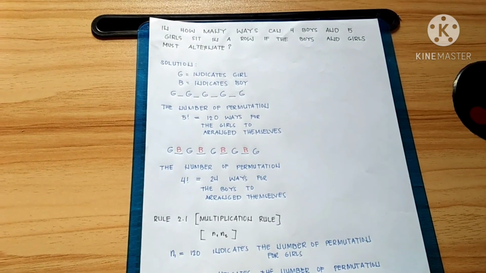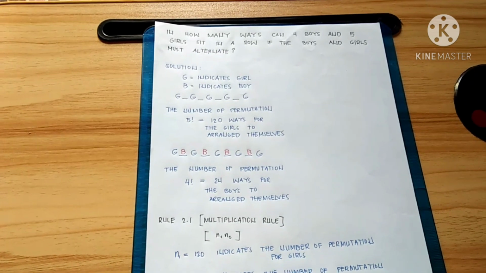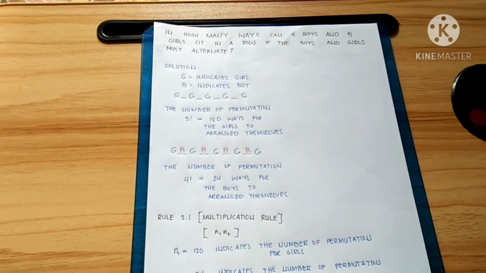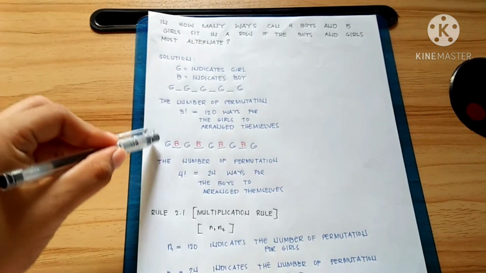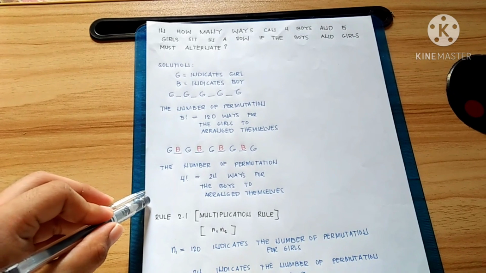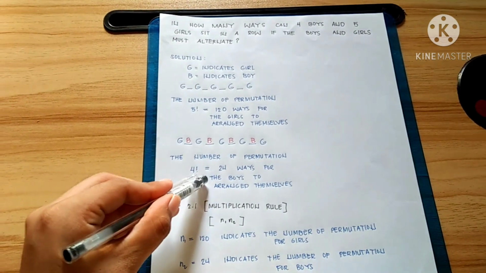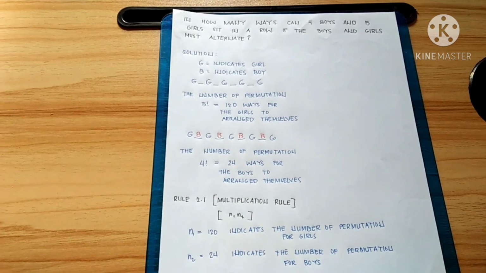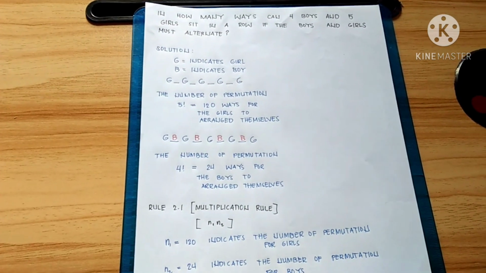Just like we did in the first step, we also need to place the boys in their places in between the girls for us to know the number of permutations as well. Just like this. So the number of permutations for the boys would be 4 factorial, which equals 24, which means there are 24 ways for the boys to arrange themselves.